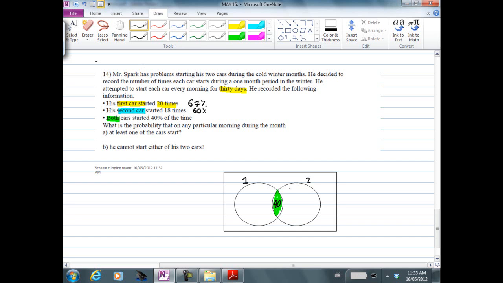So guys, gals, now we can fill this in. So we know this is going to be 20. And this is going to be 27. And then fill in my outer rectangle right now.